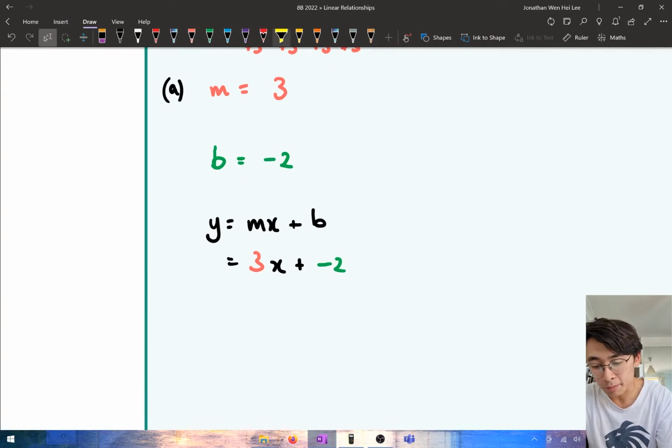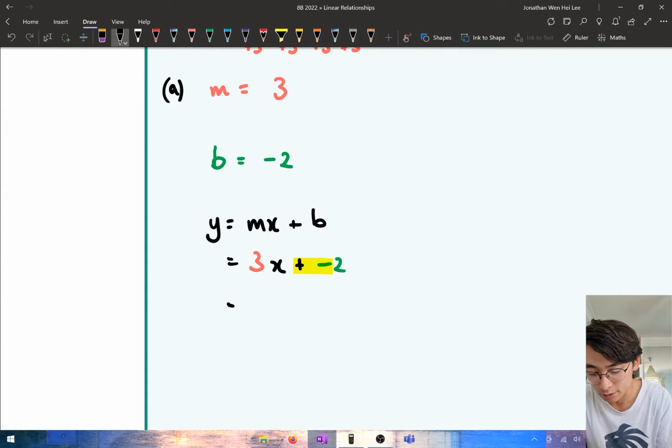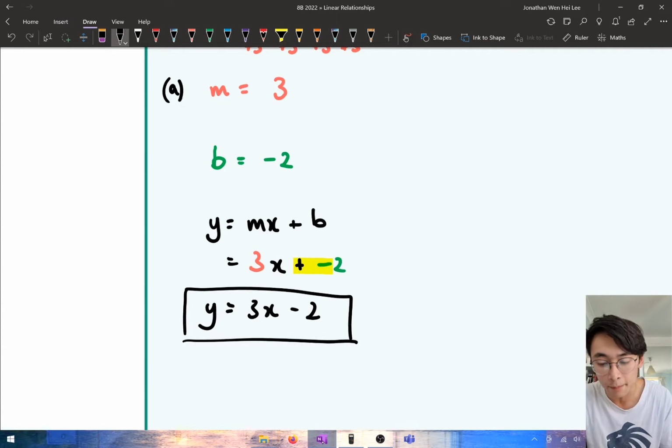Now here's the thing, mathematicians don't like writing this plus and the minus thing, so I'm just going to write this as 3x minus 2. And so this is my final answer for this first example. y is equal to 3x minus 2.